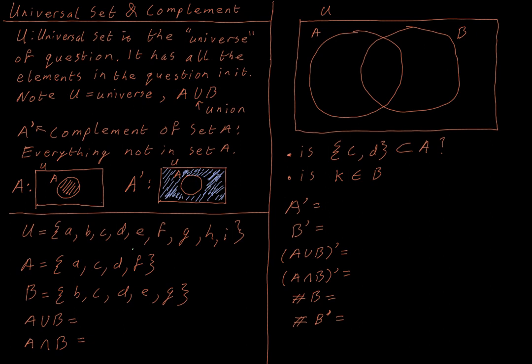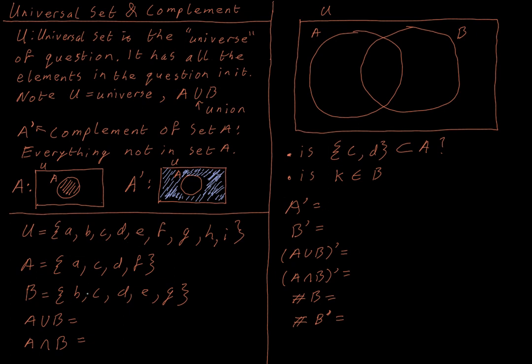So let's put this to test in an example. We have the universal set U is a, b, c, d, e, f, g, h, i. The set A, we give capital letter A, and then we have a, c, d, and f in the set A, and in the set B, we have b, c, d, e, and g. So we can see we use our small letters for the elements of our sets, and we use our capital letters for our set names.